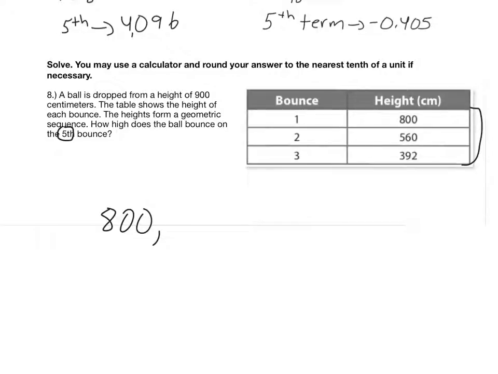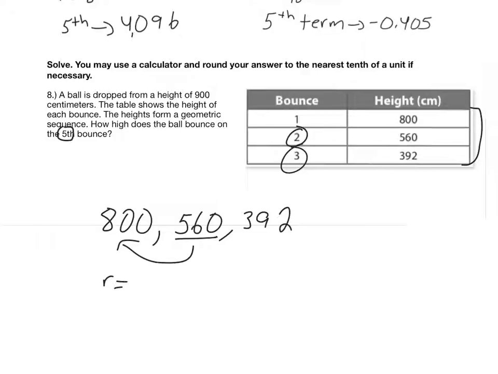horizontally. So we have 800, 560, that's our second term. And then our third term would be 392. So to find our common ratio, we would just take this number here and divide it by 800. And if you do that, you get 7/10. So your common ratio is going to be 7/10.